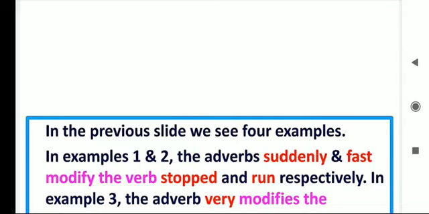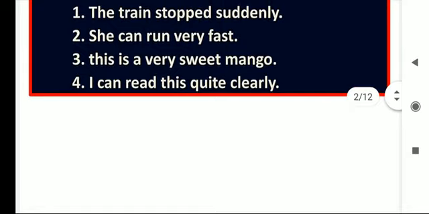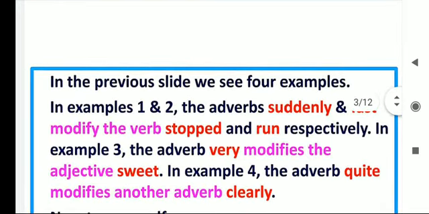In the first and second examples, the adverbs were suddenly and fast. Let us again read these 2 examples. The train stopped suddenly. She can run very fast. In examples first and second, the adverbs suddenly and fast modify the verbs stopped and run respectively.